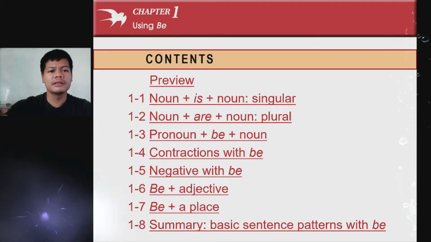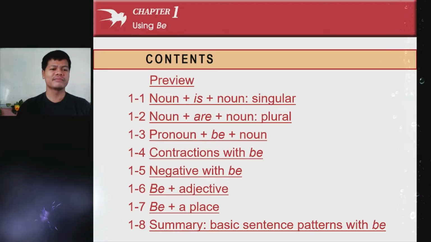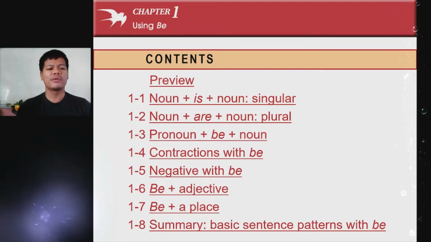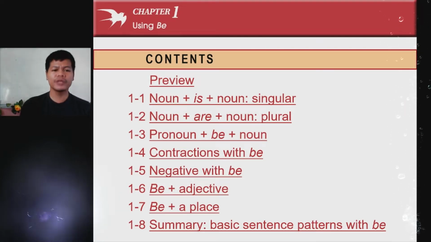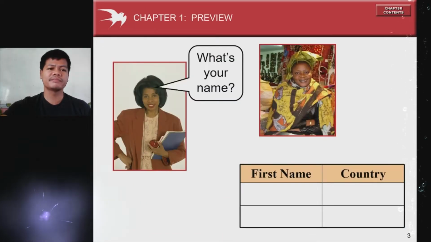First, we will learn about the content preview. 1-1: noun plus be plus noun, singular. 1-2: noun plus be plus noun, plural. 1-3: pronoun plus be plus noun. 1-4: contractions with be. 1-5: negative with be. 1-6: be plus adjective. 1-7: be plus a place. 1-8: summary, basic sentence patterns with be. Okay, today we will learn about this content. Chapter 1 preview.